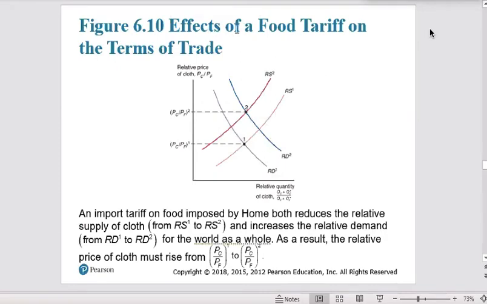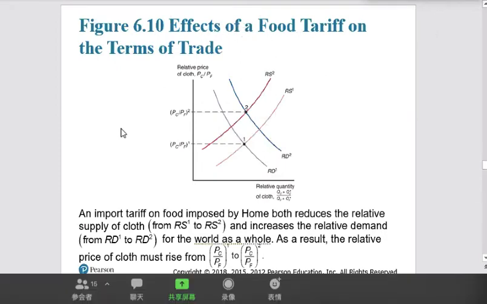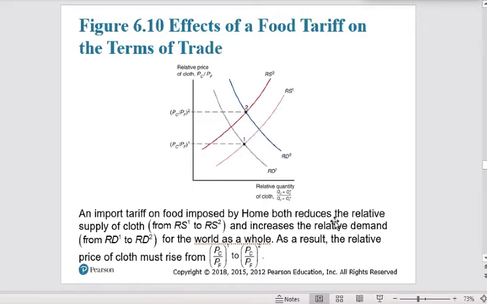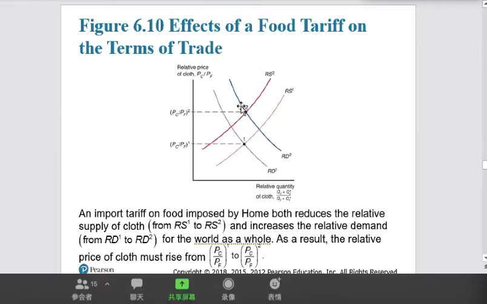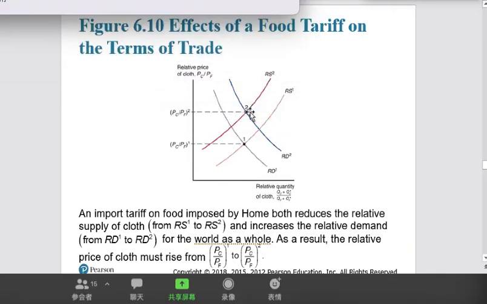Now, the example here is the effect of a food tariff on terms of trade. An import tariff on food imposed by Home both reduces the relative supply of clothes and increases the relative demand for the world as a whole. As a result, the relative price of clothes must rise from 0.1 to 0.2. So it's good for the exporter for Home, right? Home country exports clothes, so there is an improvement in terms of trade, because that results in a higher relative price for clothes. Home country is happy. They export something becoming more expensive.